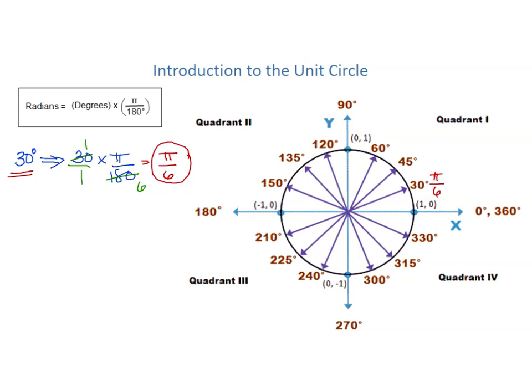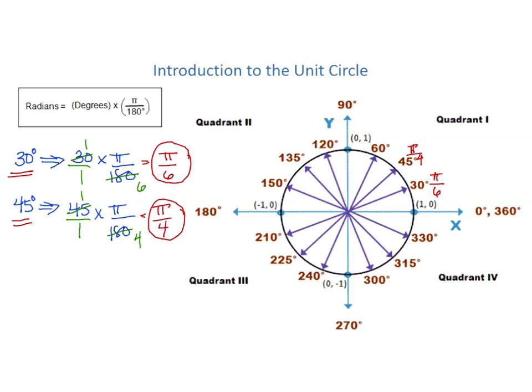All right, let's try another one. Let's try 45 degrees. So 45 degrees is going to be 45 times pi over 180, right? And again, I'm going to make that 45 a fraction, and I can do some canceling. And I get pi over 4. So 45 degrees is pi over 4 in radians.